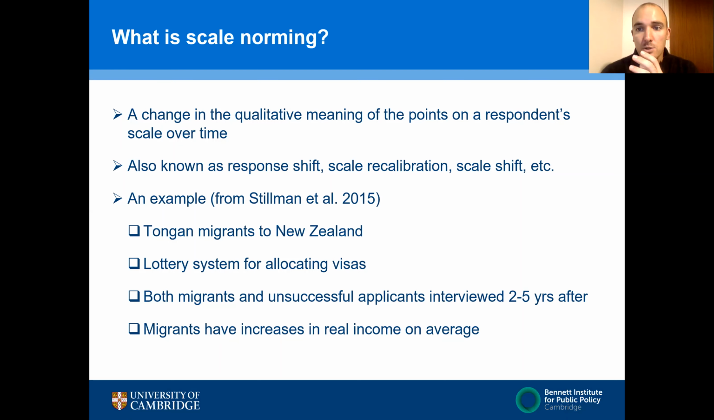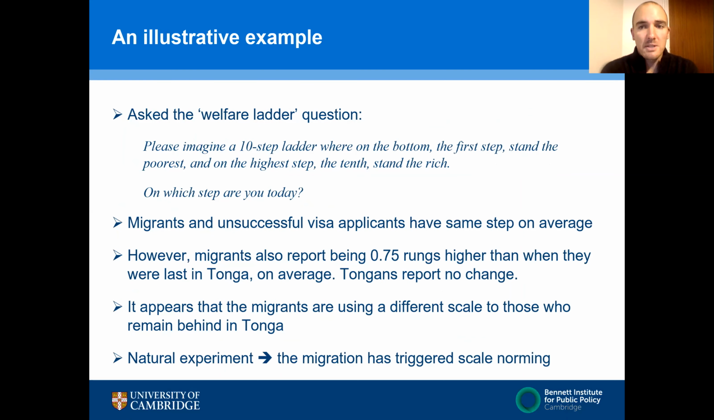The migrants over this 2 to 5 year period have almost all had increases in real incomes on average. So economics would predict that they should have higher levels of life satisfaction. Everyone is asked this welfare question. I don't really know why it's called a welfare ladder and not a wealth ladder, but whatever. Please imagine a 10-step ladder where on the bottom, the first step stand the poorest, and on the highest step, the 10th, stand the rich. On which step are you today?